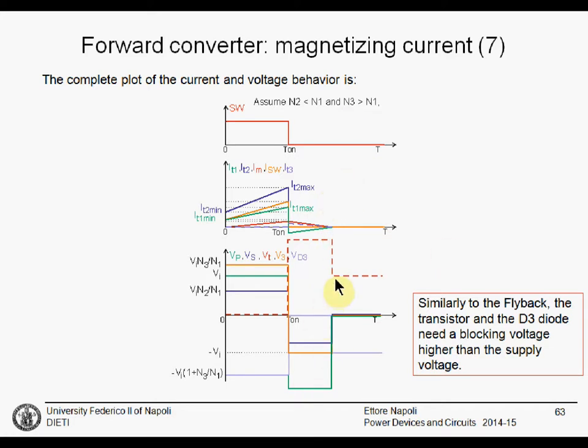The transistor voltage goes to Vi, primary and secondary voltages go to 0, and the D3 voltage goes to minus Vi. Similarly to the flyback, as previously said, we do see that during the off phase of the switch, the transistor needs to sustain a voltage that is larger than the supply voltage for certain amounts of time.